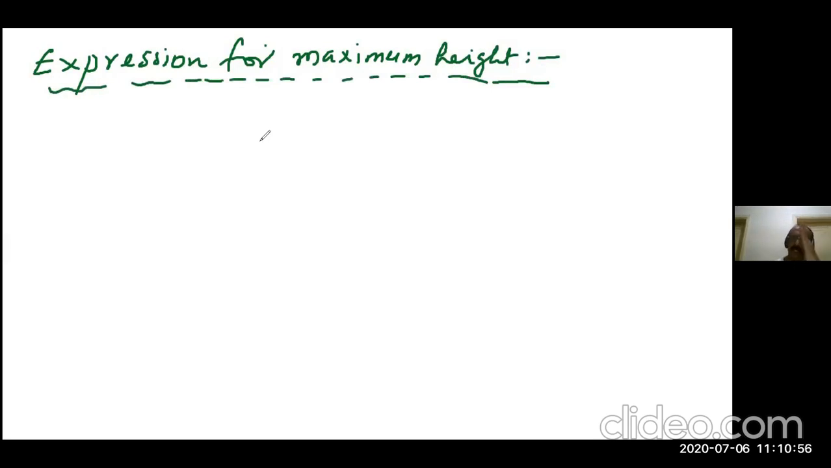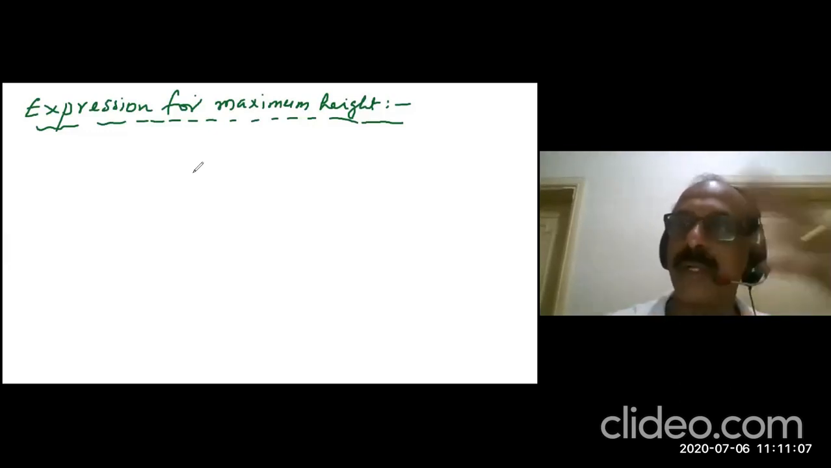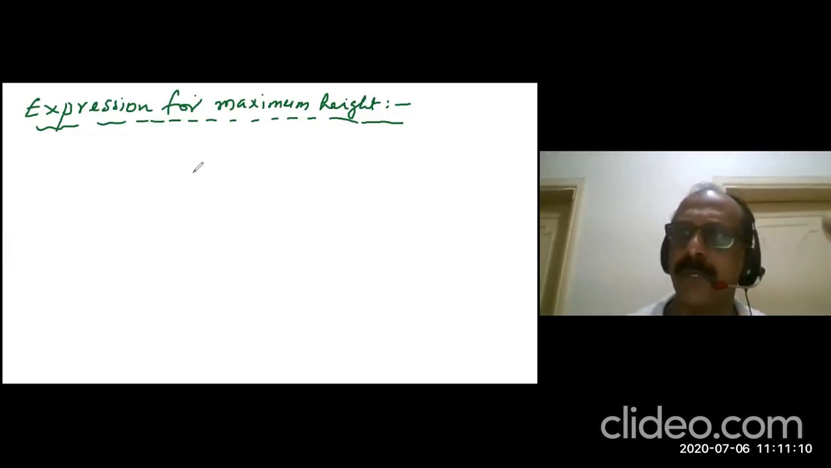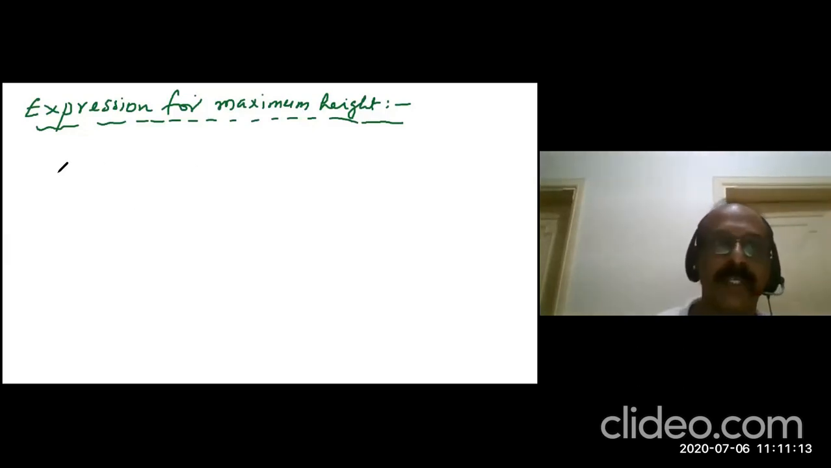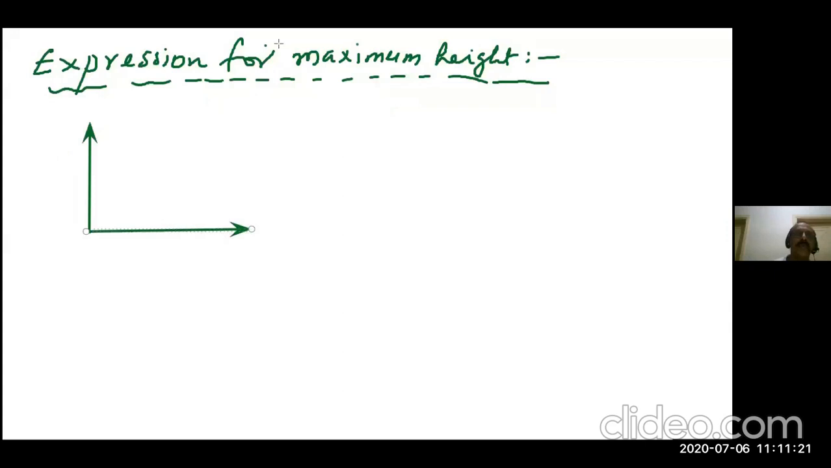When we throw a projectile, it has a horizontal component and a vertical component. Which component of the velocity decides the maximum height? Vertical. So we have to think about only the vertical component here. If we throw an object at an angle theta, it will travel this way and fall here. This is the maximum height it traveled.